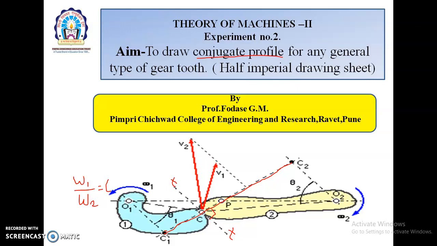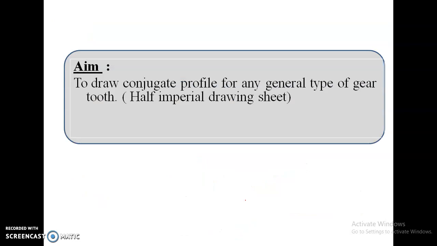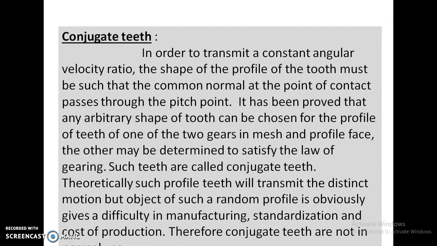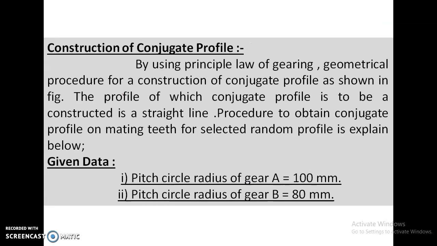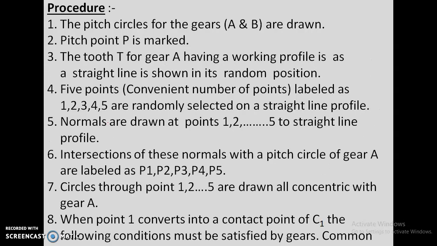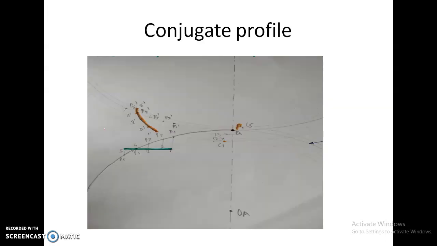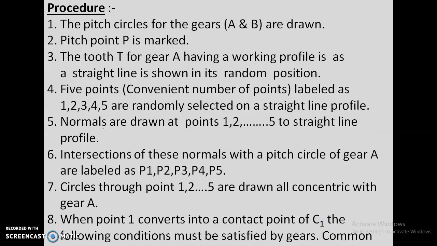Now we'll see how we have to write the manual. So this is the part of the manual we discuss now. In this case, we have to write our aim first. That aim is to draw a conjugate profile for any general type of gear tooth. Then we have to write the theory of conjugate action, conjugate teeth, construction of conjugate profile, and then the step-by-step procedure. I will share the link for the conjugate profile experiment manual. One more thing I have to explain.